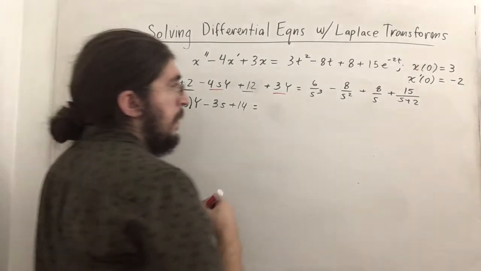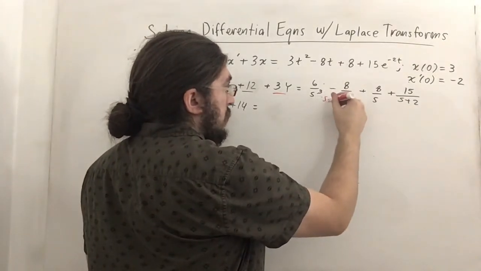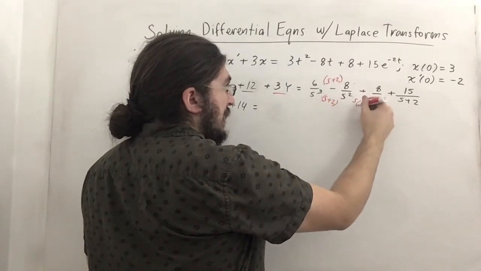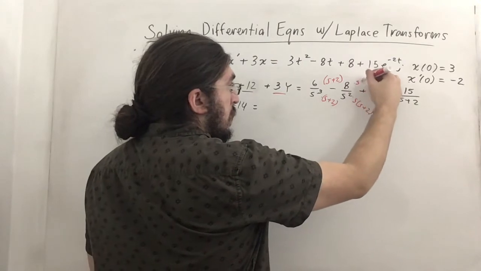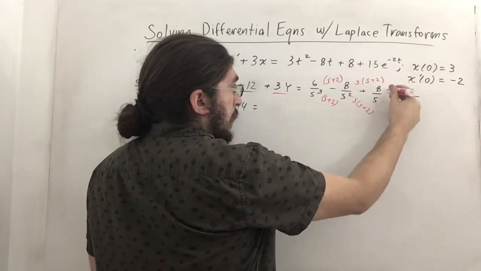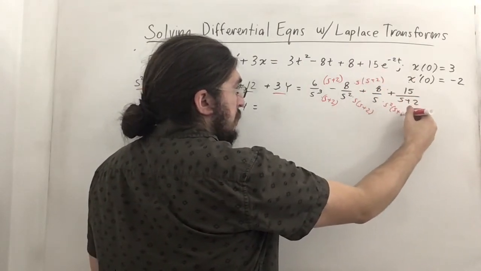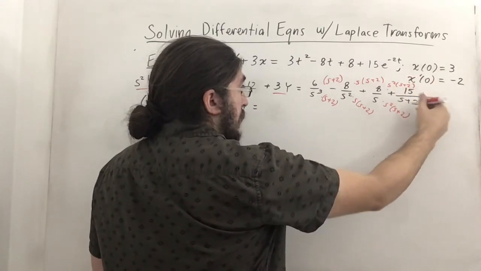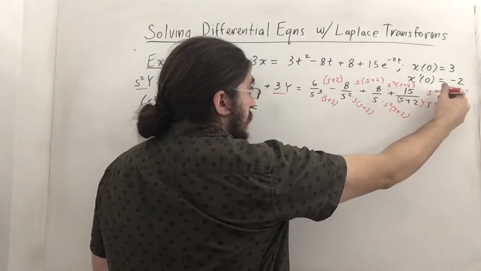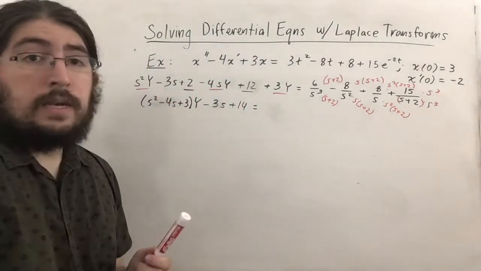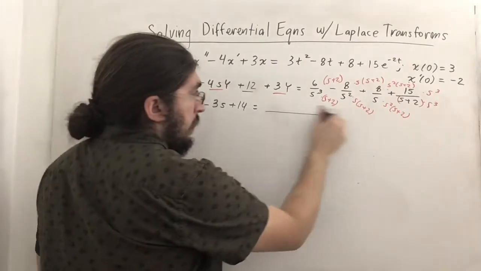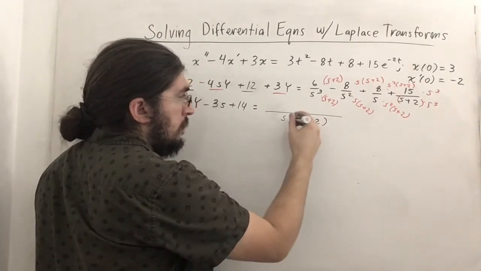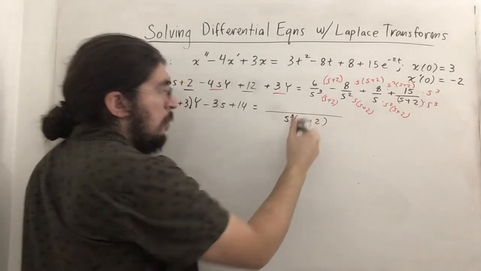Let's multiply this top and bottom by s plus 2. This top and bottom by s and s plus 2. This top and bottom by s squared and s plus 2. And finally, this top and bottom by just s cubed to get a common denominator. Now let's see what we get. Now, of course, the common denominator is going to be s cubed times s plus 2. Good. But now what do we get in the numerator?